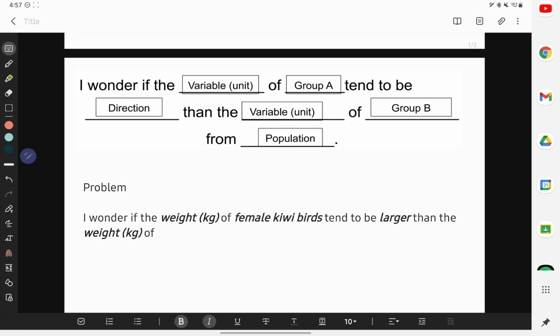Of, now group B, what's the other group we are comparing? So female kiwi birds, we're comparing them with male kiwi birds. And now we have this last bit here, population, right? Now female kiwi birds and male kiwi birds all put together, they are part of a larger population, right? They're not separate. So the whole population we're looking at is, of course, just the kiwi birds in New Zealand.